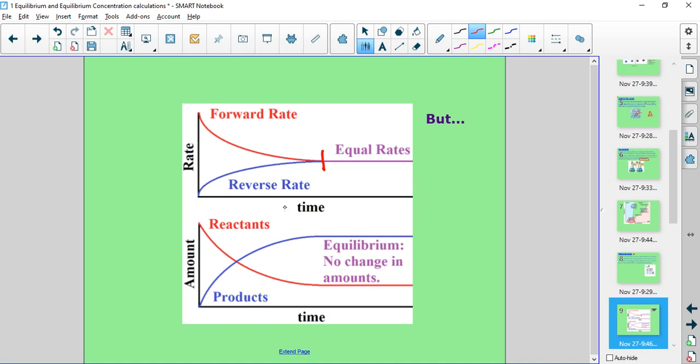Now, this is rate versus time. If we look at amount or concentration versus time, they don't have to be exactly equal. Another way to express this is that the amounts can be the same, although they're often not. They can be the same or very similar concentrations of, let's say, reactant A and product B, but they're usually not. So at equilibrium, the concentrations of your reactants don't have to be the same as the concentrations of your products. They just can't change once you've reached equilibrium.